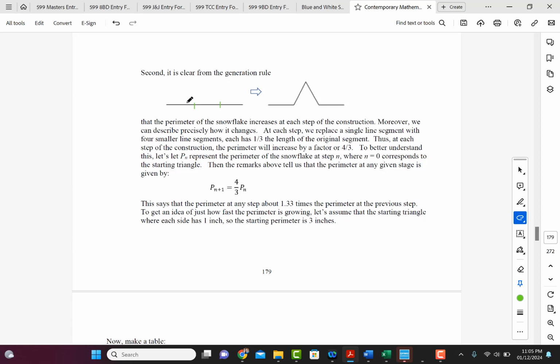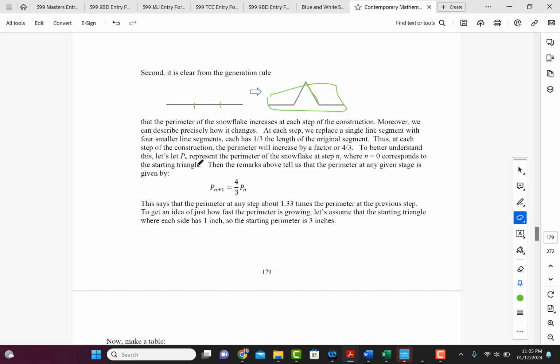And so what we're doing is we're taking that third and duplicating it and adding another line segment that's the same length. So instead of having 3/3, we end up with 4/3. So to better understand this, let's let P sub n represent the perimeter of the snowflake at step n, where n equals 0 corresponds to the starting triangle. Okay?